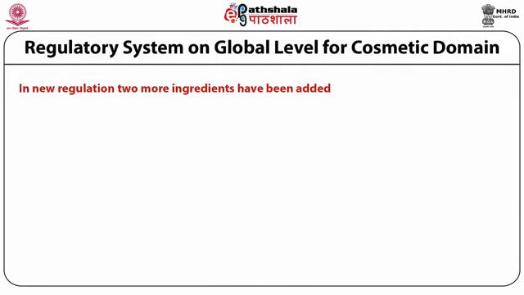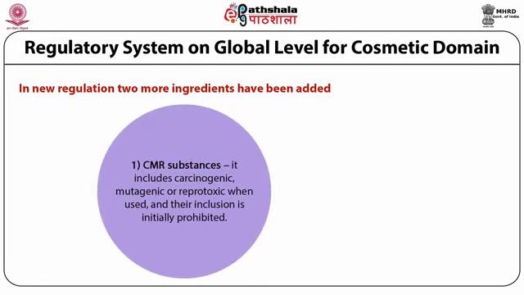In the new regulation, two or more ingredients have been added, like CMR substances or nanomaterials. CMR substances include carcinogenic, mutagenic, or reprotoxic substances, and their inclusion is initially prohibited. Exceptions can be made if the scientific reviews deem it safe for human use in cosmetic form, and there are no possible alternatives to their use.